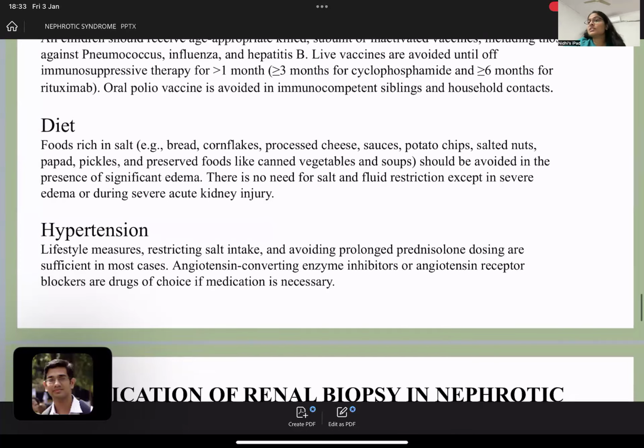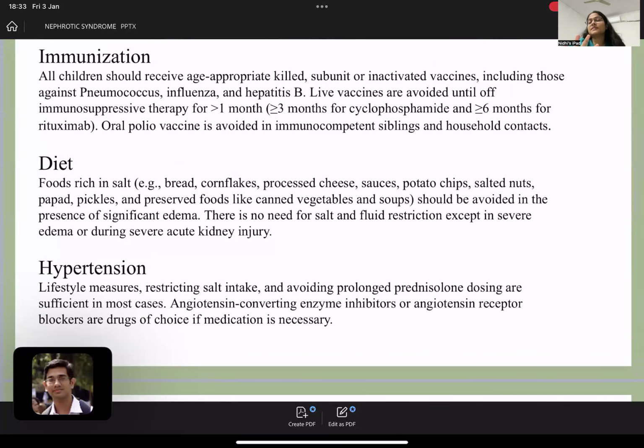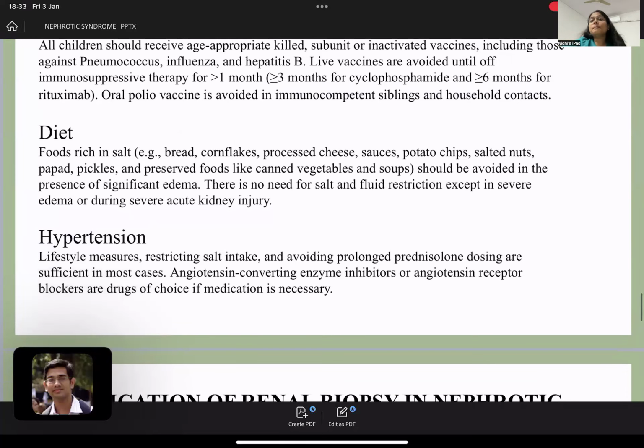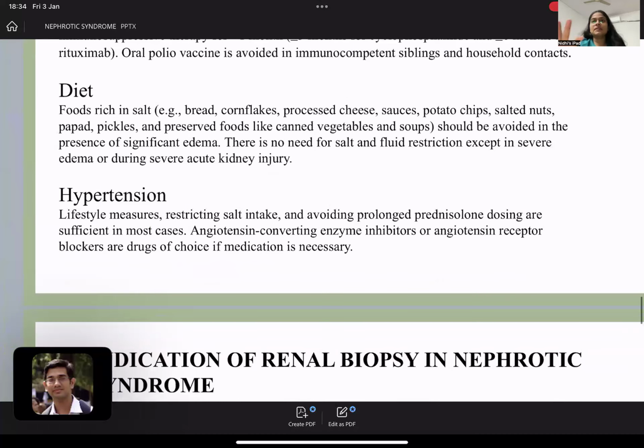And if the patient was on cyclophosphamide, you have to wait at least 3 months, and at least 6 months if the patient was on rituximab. And now OPV. We have heard it gives herd immunity and passive immunity also, because it is shed by the fecal-oral route, so it provides immunity to others also. But in this case, it might cause disease in the immunosuppressed patient. So OPV is usually avoided even in the siblings of nephrotic patients and their household contacts, because we do not want the OPV to reach the nephrotic patient in any way.